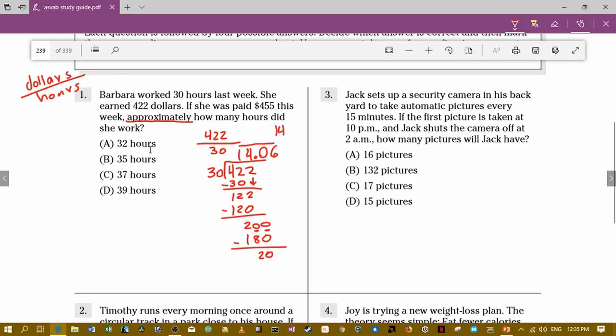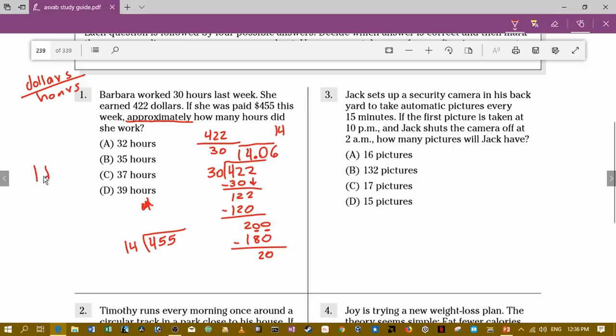And again, we want to find out how many hours she worked. So we're going to do 455 divided by 14. Let me rewrite this somewhere down here. Again, how many times does 14 go into 4 without going over? It doesn't. How many times does 14 go into 45 without going over? Take a look at our answer choices. They all start with 3.